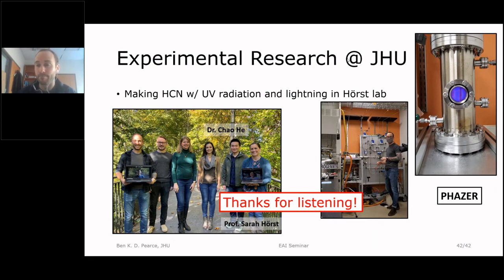Yeah, and these meteoritic bursts would occur in the early or in the late Hadean. Yeah, that's right. Okay.